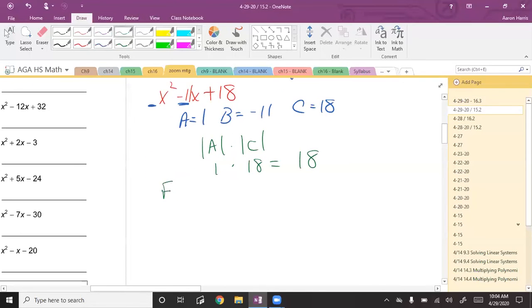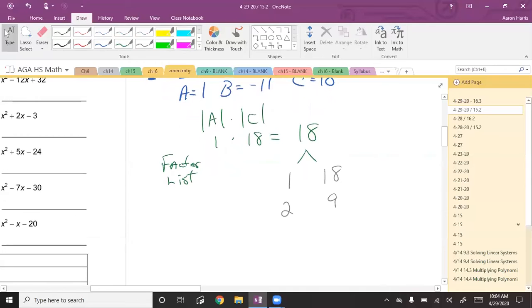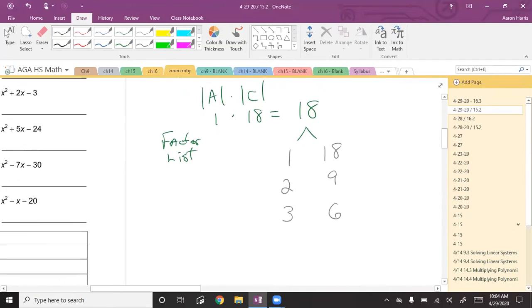After that, I do a factor list. Not the factor tree, but a factor list. So always, always, always start with 1. 1 times what? 18. 2 times what? 9. Will 3 go into it? Yes, 6 times. 4? No. 5? No. And we're right back to 6.